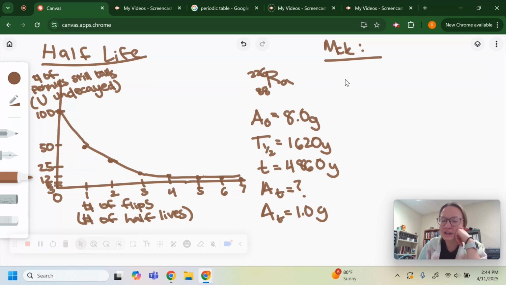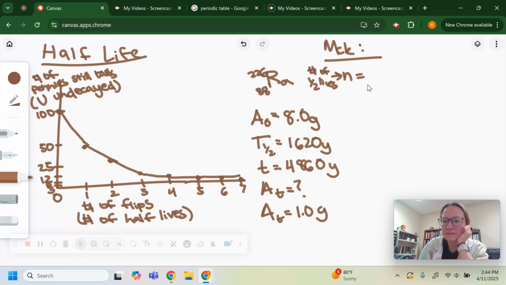The McKellips way to solve this problem goes like this. It says, okay, the first thing that I'm going to do is figure out the number of half-lives that have passed, and I'm going to call that n. You should label this in your notes. I would label this number of half-lives. I'm going to figure out the number of half-lives.